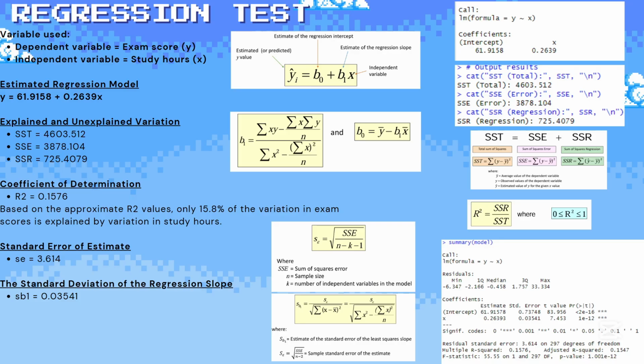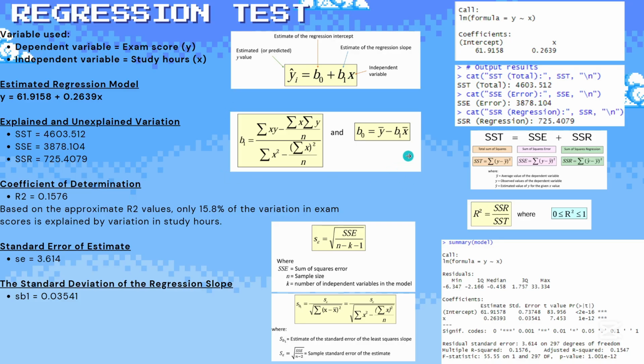The first step is to calculate the estimated regression model. This is the equation for the estimated regression model: y equals b0 plus b1x. It's the same as the linear equation. So we need to find the values of b0 and b1. This is the least square equation.